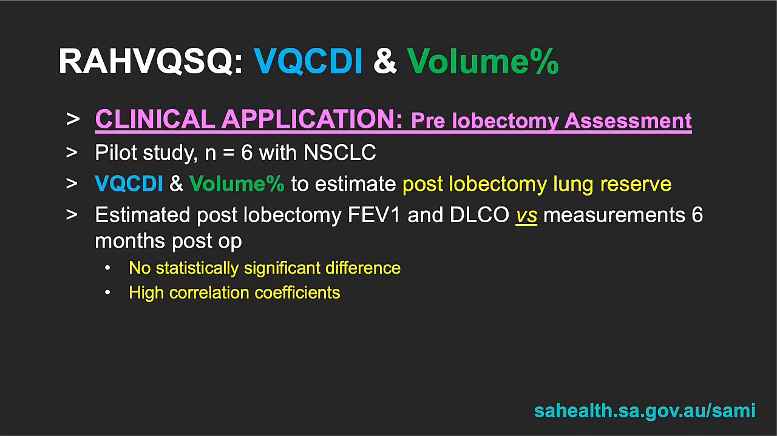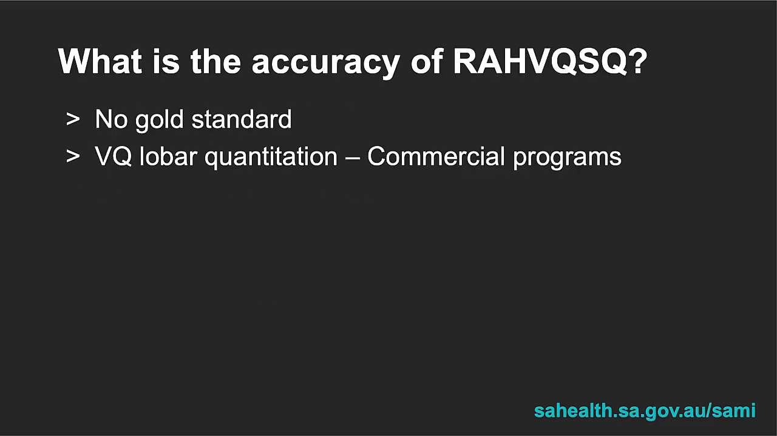In a small pilot study, which we are presenting as a poster, we showed that using VQCDI and volume percentage, we could closely estimate post-lobectomy lung reserve. The actual post-lobectomy measured FEV1 and DLCO closely resembled our estimates from preoperative measurements. The fundamental question, though, is, are we measuring what we think we are measuring? There is no gold standard for lobar quantitation.